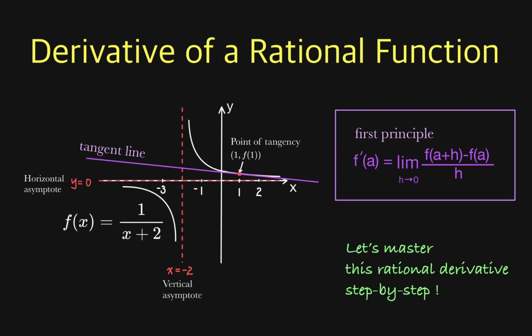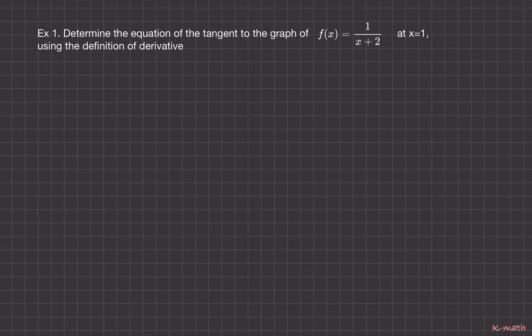Let's take a look at a rational function. Alright, here's the question we are working with. We want to find the equation of the tangent line using the definition of the derivative for the function f(x) equals 1 over x plus 2 at x equals 1. Let's do a quick sketch to help us visualize the problem.